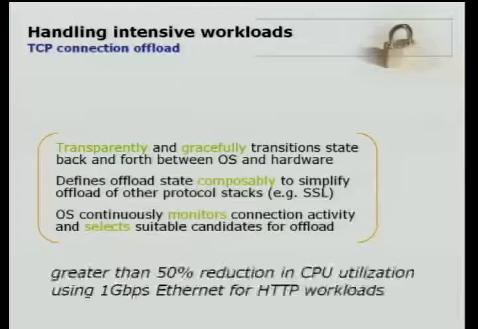The final piece is that the area where we continuously innovate is that we're always monitoring what connections are doing and picking good candidates for moving off the operating system. The results that we get from this are actually pretty dramatic. Now, the number that I have here is actually already outdated. We were seeing 50% reductions in CPU utilization just with gigabit.